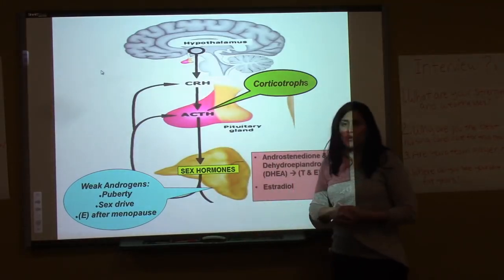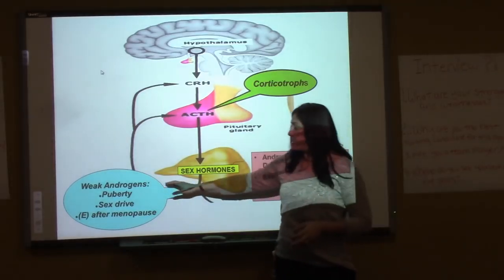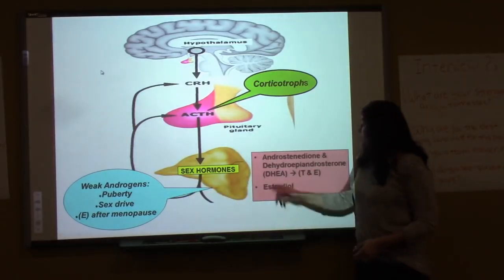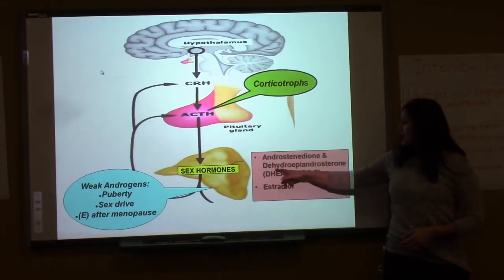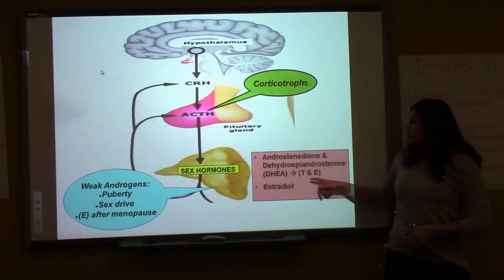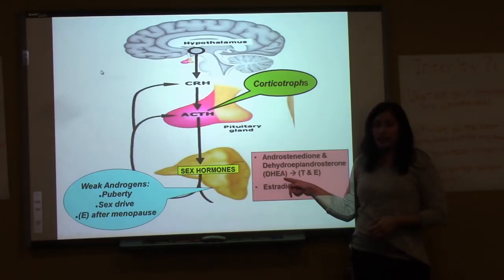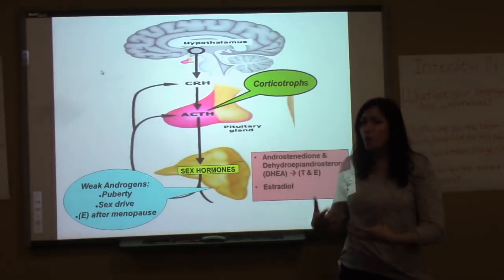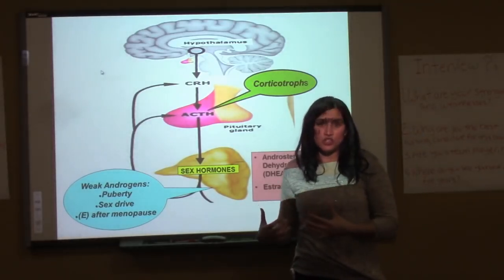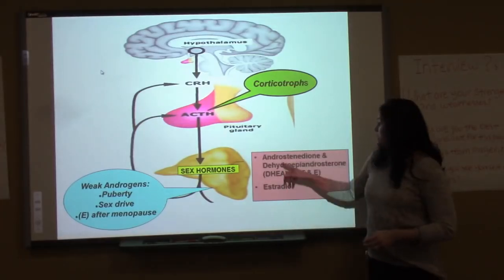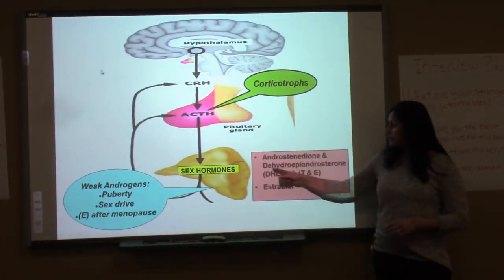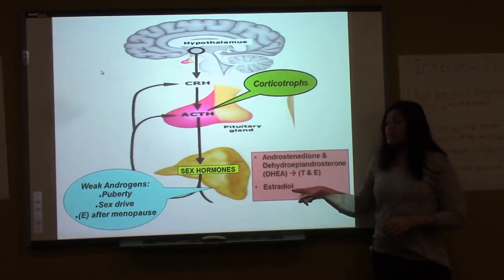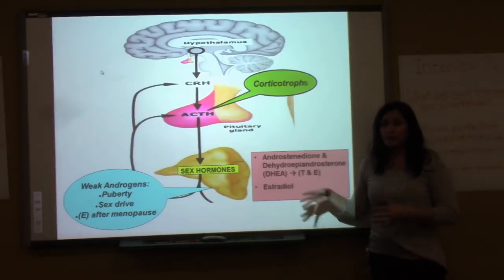So which are the sex hormones which are released? They're actually called the weak androgens. So what are they? They're androstenedione and dehydroepiandrosterone, which is always abbreviated as DHEA. And the last one is estradiol. So there are 3 sex hormones which are released. And these are not potent sex hormones. These are not estrogen, progesterone. These are the weaker forms. So it's androstenedione, that's the first one. Another one is DHEA, here's the full name. And then the third one is estradiol. So these are the 3 weak androgens.